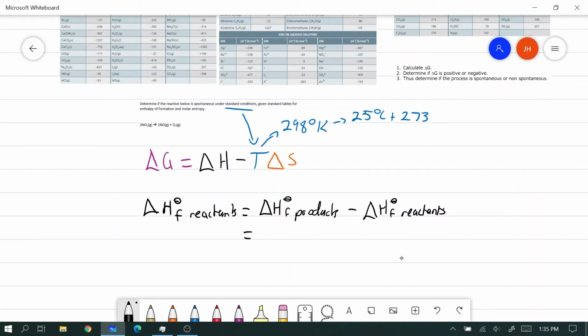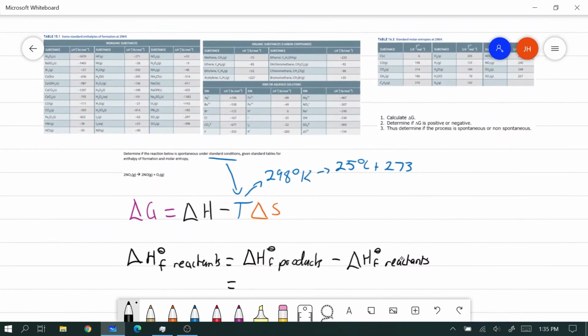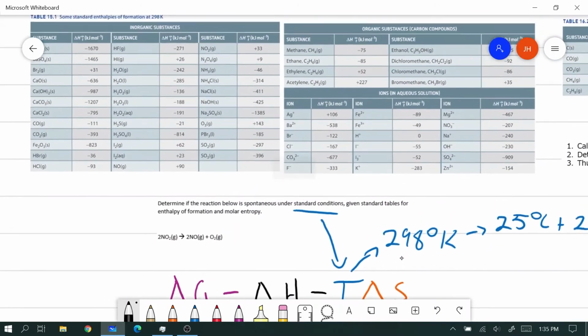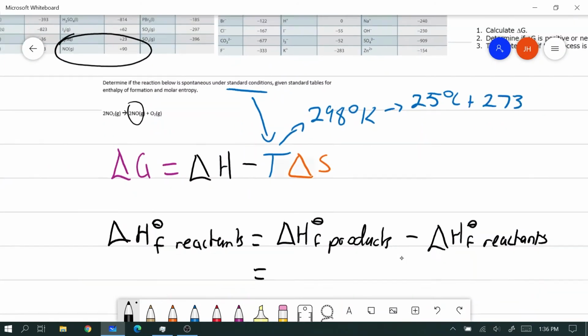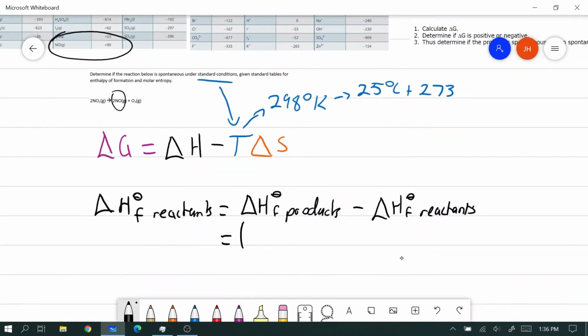And so we can then try and find those enthalpy of formations in our tables up here. First off, we're looking at our products. Our first product here is 2 moles of NO, and I can see that in the table as well. We have NO here, and its enthalpy of formation is plus 90 kilojoules per mole. Because we've got 2 moles in our equation, we have to take that into account when we are calculating down the bottom here.